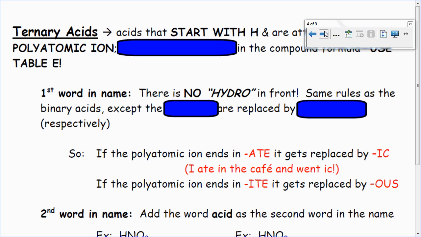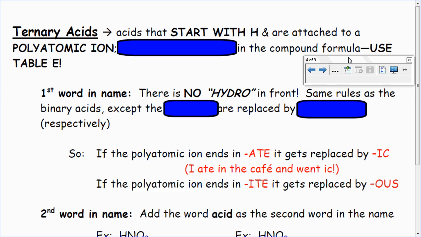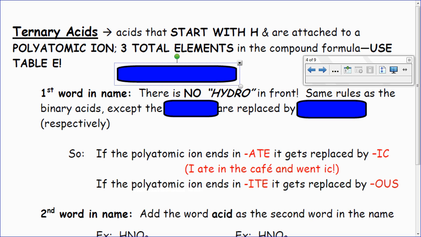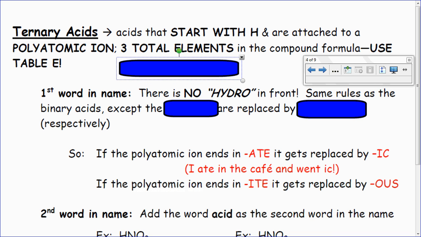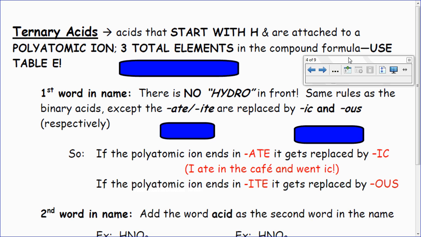All right, moving on. Ternary acids. So there are binary acids, and then there's ternary acids. Ternary acids are acids that start with H and are attached to a polyatomic ion. So in this case, we've got 3 total elements in the compound formula. So we got to use table E. First word in the name doesn't get hydro. Binary acids have these rules with ate, ite, and ic, and us.